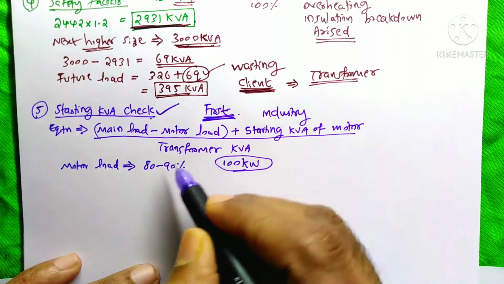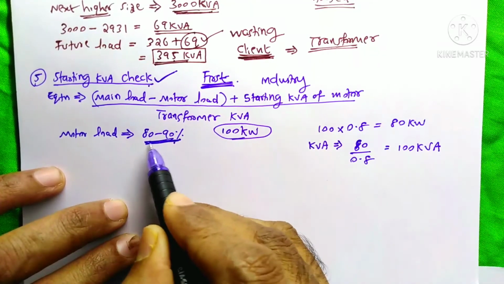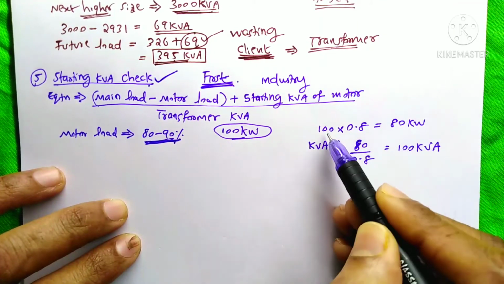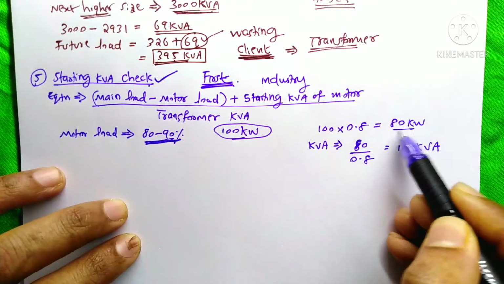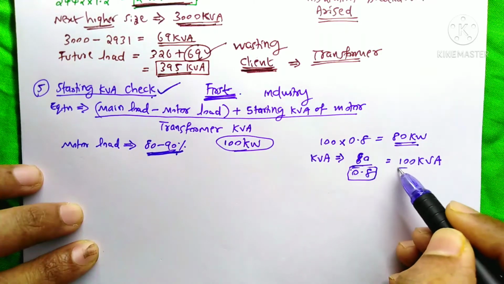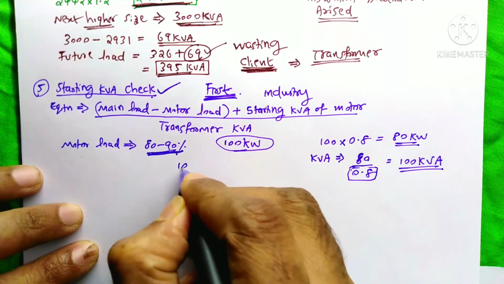In industry, we only connect 80 to 90% of the motor load. I just take the 80%, so this 100 kilowatt becomes 80 kilowatt. 100 into 80 percentage, 80 kilowatt. I just consider the power factor of 0.8. So the answer will become 100 kVA. So our motor load is 100 kVA.